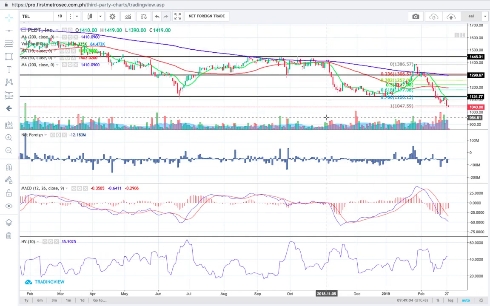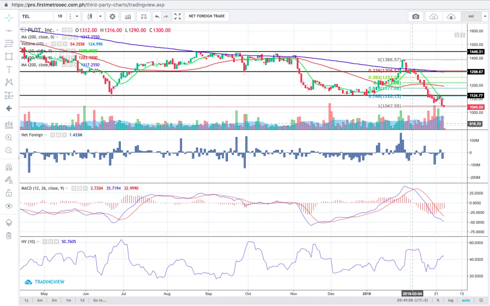Okay, it's a bad chart for TEL. See this line, this 1125 level. So many traders, I think, were expecting the price to hold above the 1125 level because it was respected way back in June 2018.